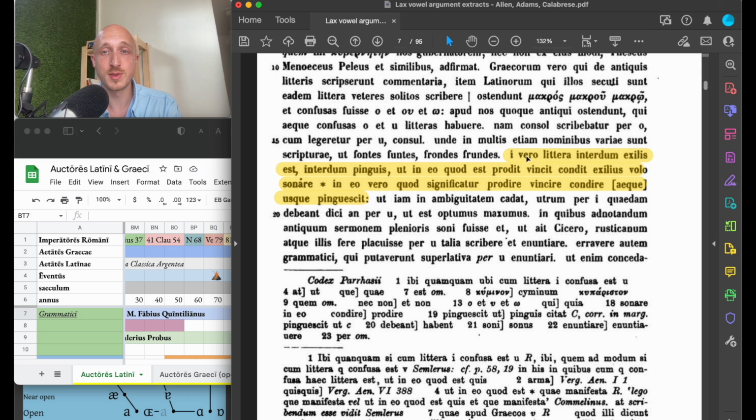He notes also that the antiqui, so let's say pre-classical Latin writers and scribes, would confuse u and o, but that's not part of how he speaks. That's very interesting. That they would, apparently these ancient Latins, they were confusing the o and the u.